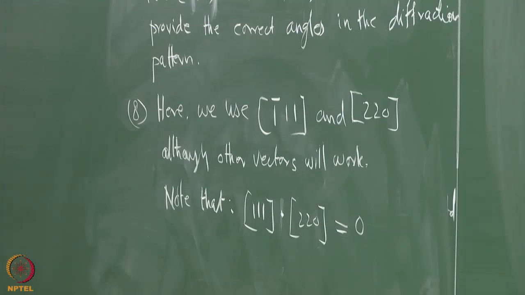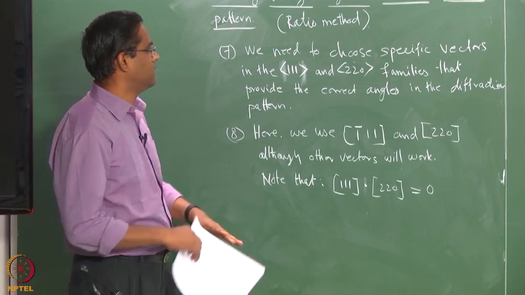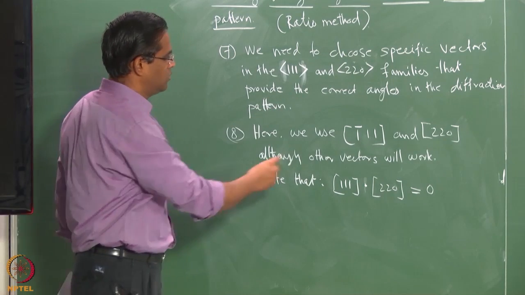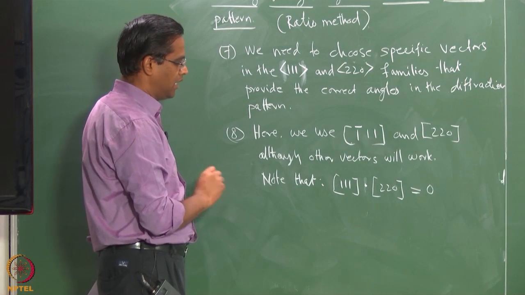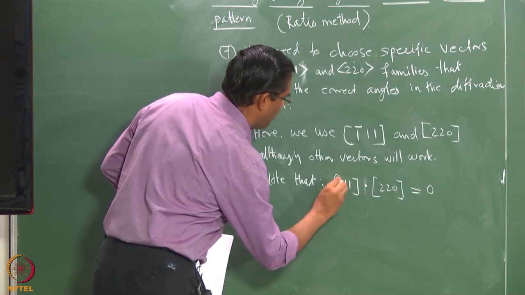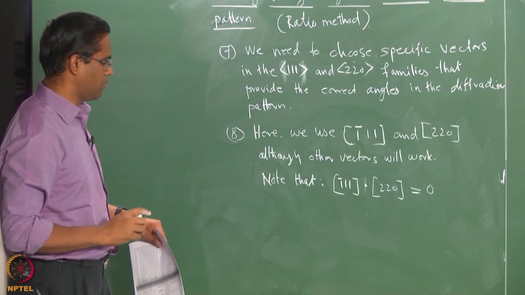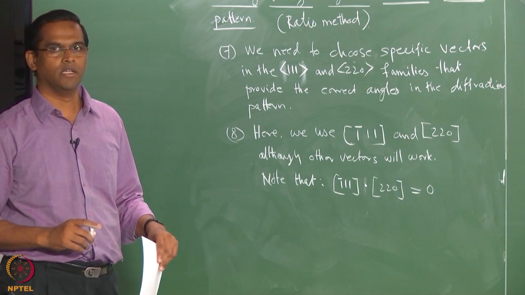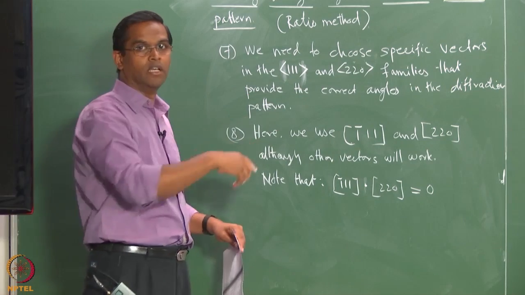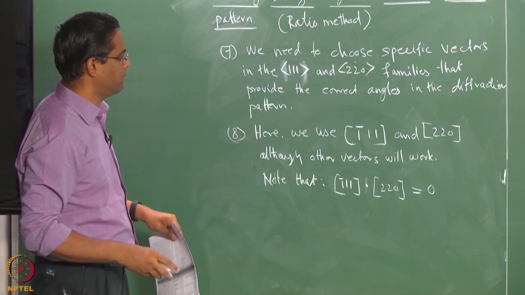The next important thing we need to look at is, since we have to take two vectors from these two families, we have chosen these two, though others also will work, but the condition is that the dot product should be 0. That means these two vectors are perpendicular to each other. That is what we have seen in the initial spot we are trying to solve. I will redraw them once we go to the next step.